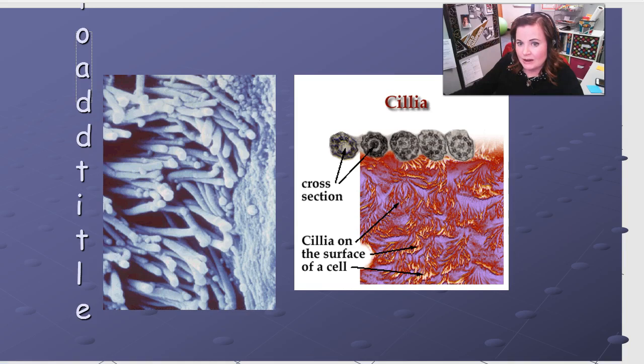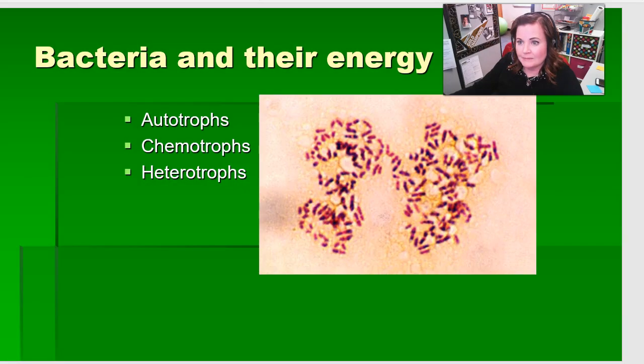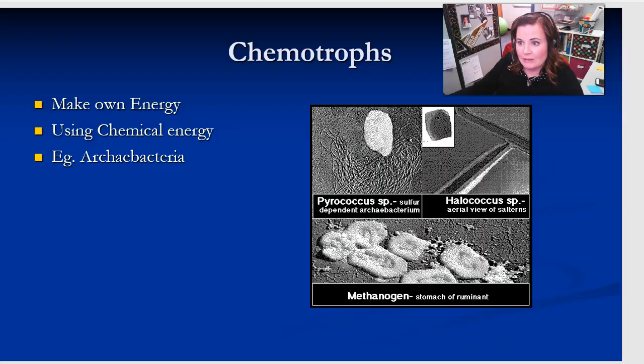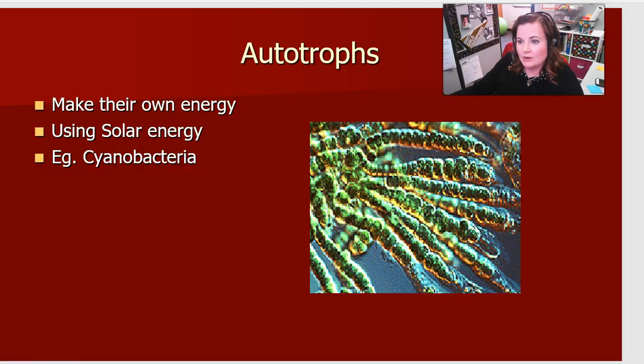Some bacteria are autotrophs. They make their own food. Or chemotrophs. These also make their own food, although these are much lesser known. They're often found in the depths of the ocean near hydrothermal vents, and some of them can be archaeobacteria as well. But autotrophs would include things like cyanobacteria.